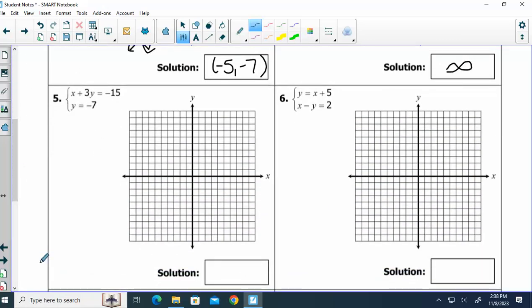What's different about number 5? First one isn't slope-intercept form. How would I get it? Divide everything by 3. So I'm going to write that as a negative 1/3 x minus 5, like we did in that first chapter. So y-intercept negative 5. And go down 1 and right 3. Or up and left.